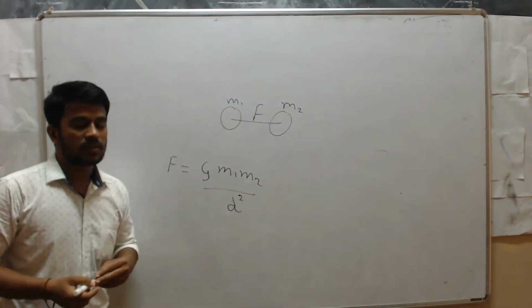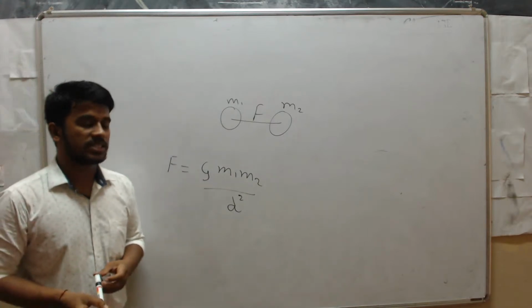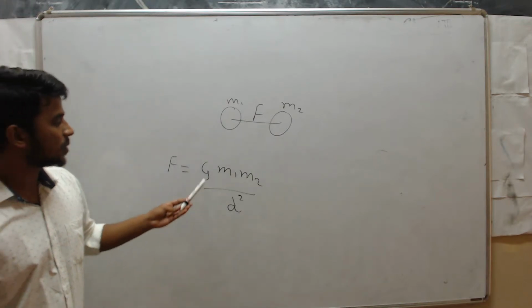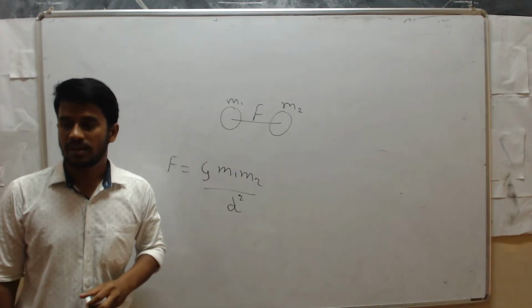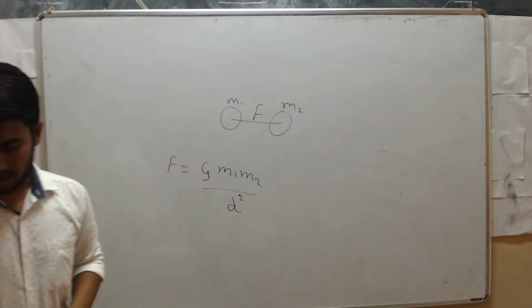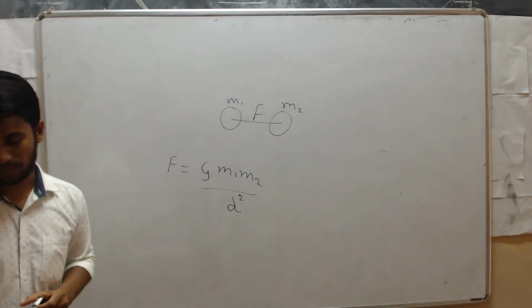So what is the statement of the universal law of gravitation? In this universe, every object attracts every other object, and that force of attraction is directly proportional to the product of their masses and inversely proportional to the square of the distance between them. This is the statement of the universal law of gravitation, and this is the formula.